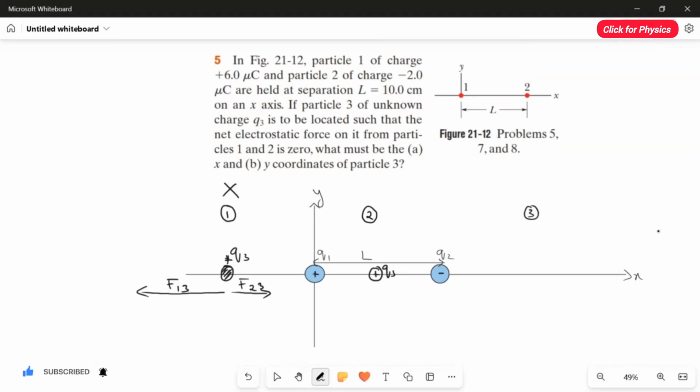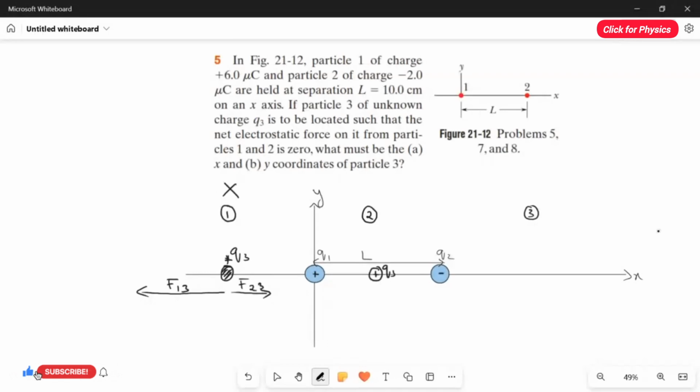So what will happen? The interaction of Q1 on Q3: Q1 is positive, Q3 is positive. It will repel. So that means this is F1 on 3. Now let's check the interaction between Q2 and Q3. Your Q2 is negative, Q3 is positive. So that means it will attract. So here you have F2 on 3. Again, you can see both arrows are in the same direction.